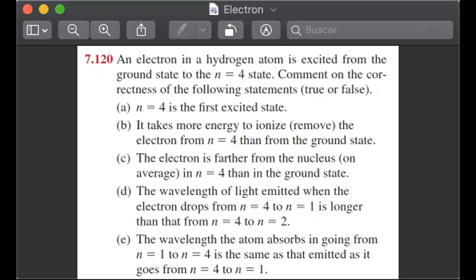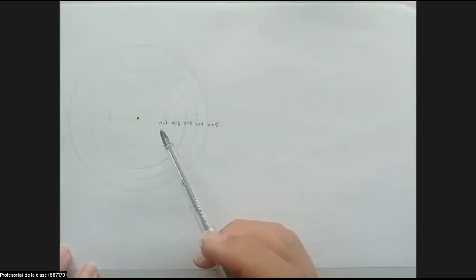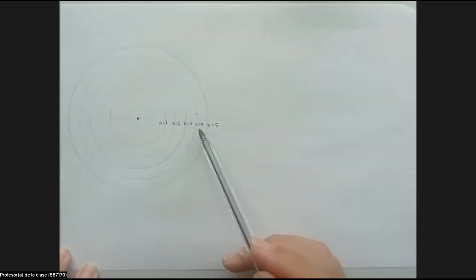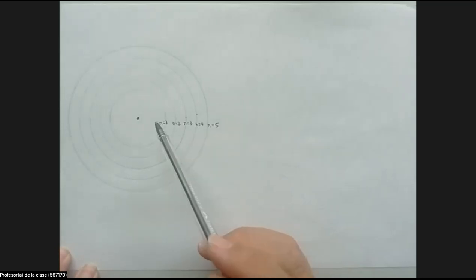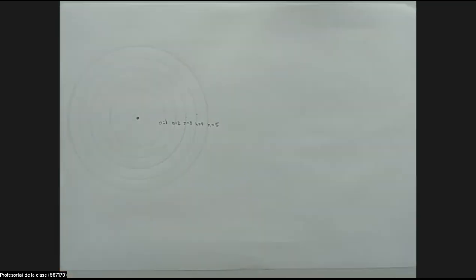And that will be false. Let me see. No, true. Yes, it's true because in the ground state, n equal 1, the electron is closer to the nucleus than in the n equal 4 state. And that is a point of the Bohr model. So the ground state has a certain distance, but at level number 4, or n equal 4, the distance is bigger. So that will be true.